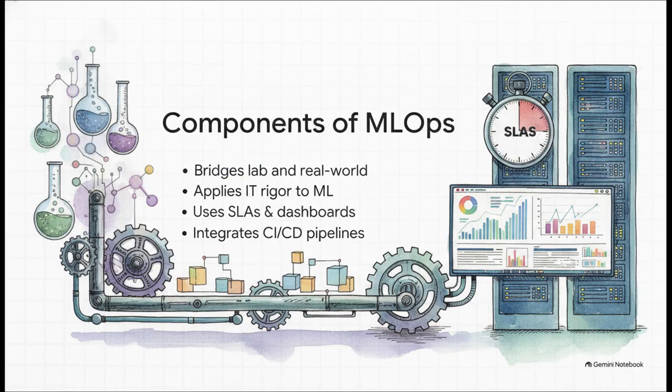Let's rapidly break down the core components here. MLOps is what bridges that crucial gap between the data science lab and the real world. It actively applies your organization's IT operational rigor directly to your ML systems. That means you're tying your predictive models to strict SLAs and putting them front and center on your monitoring dashboards. You're integrating model updates and retraining directly into your existing CI/CD pipelines. Ultimately, MLOps is the operational discipline that ensures ongoing model health and data integrity, and it does it using the exact deployment pipelines you already know and trust.